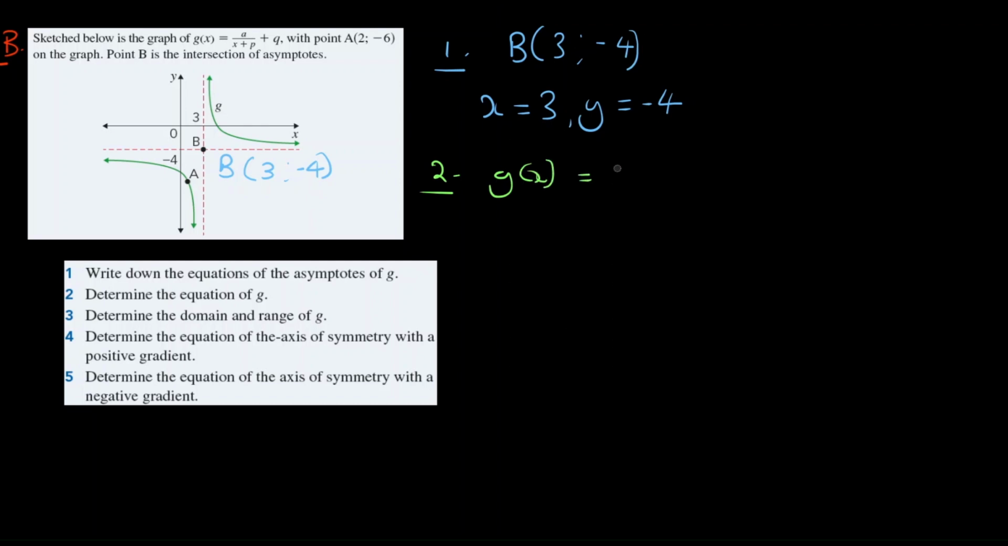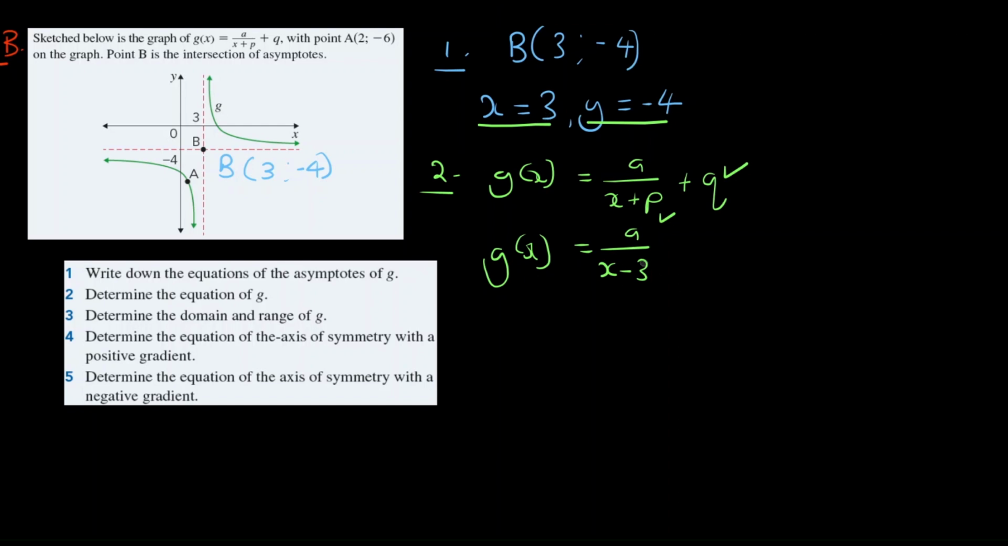G of x is given by a over x plus p plus q. So we know what p and q are. Your p is your x and your q is your y. So we can substitute that into the equation. We have a over x minus 3.